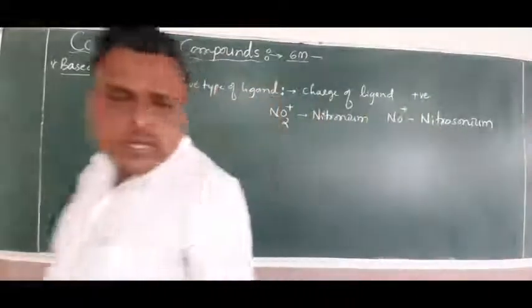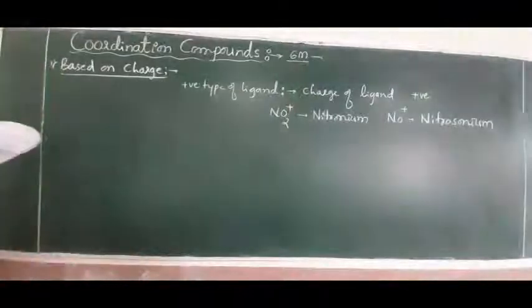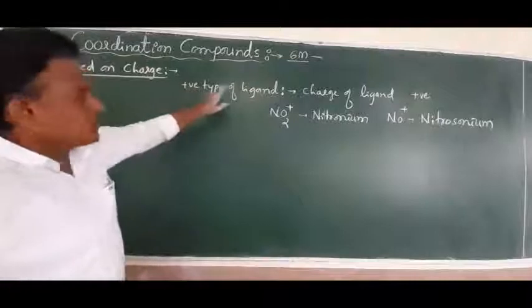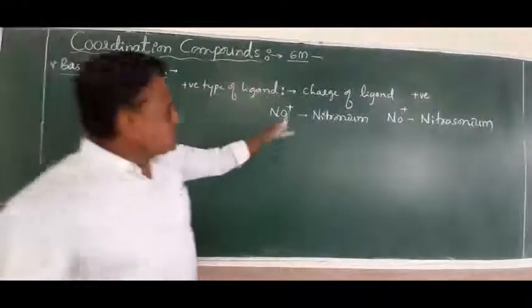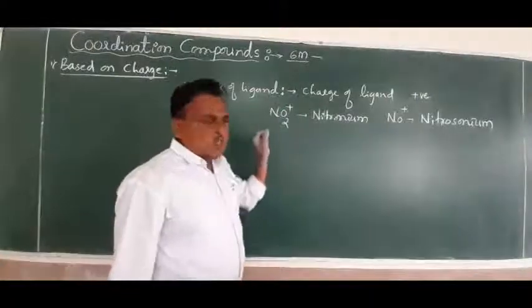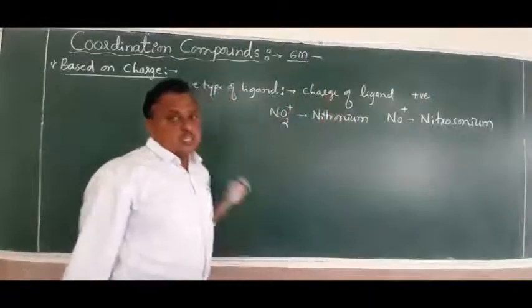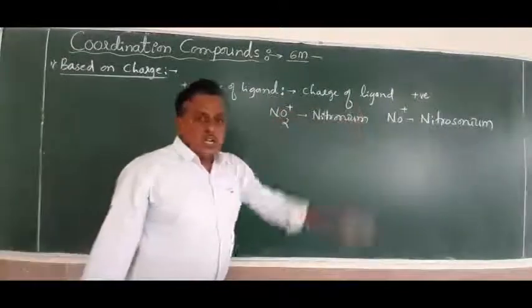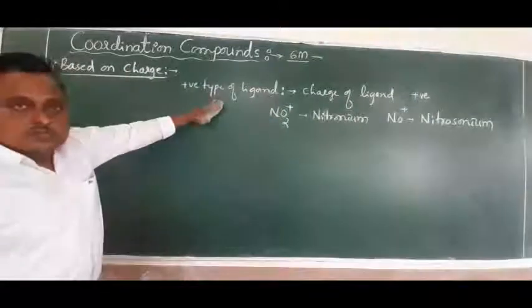Nitronium or nitrosonium, these are the best examples of cationic ligands, or positive type of ligands. I repeat, friends, what are positive type of ligands? These are the ligands which have positive charge. Keep in mind, they are electron deficient. Positive charge means electron deficient themselves.